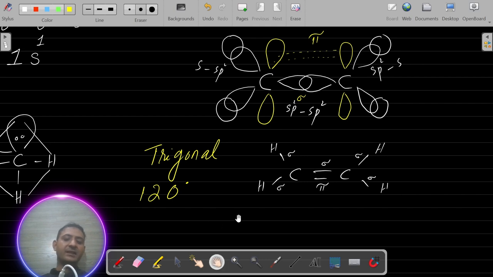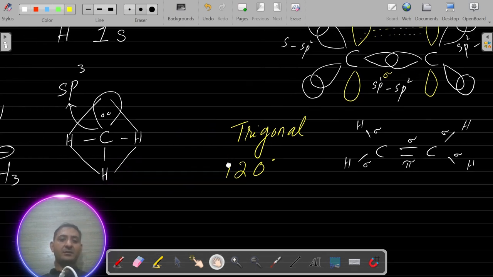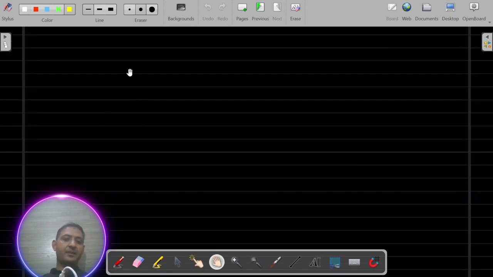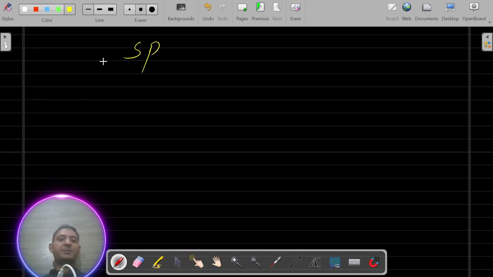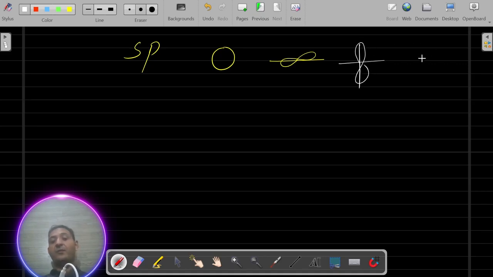Okay, the next example, sp hybridization. Next page. Okay, today we are talking about sp hybridization. sp means now we have this s, we have this px, we have this py, and now we have this pz. sp means one s and one p. Okay, it is px, it is py, and it is pz.